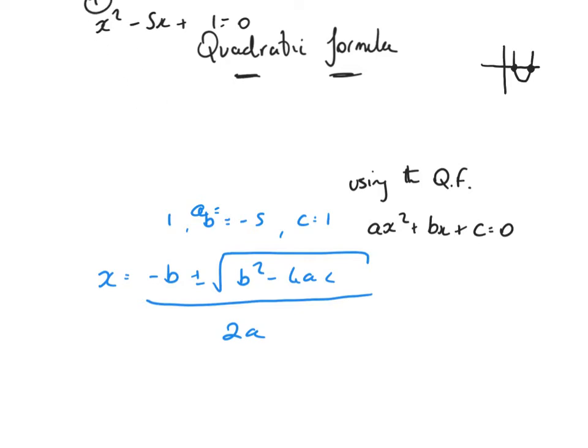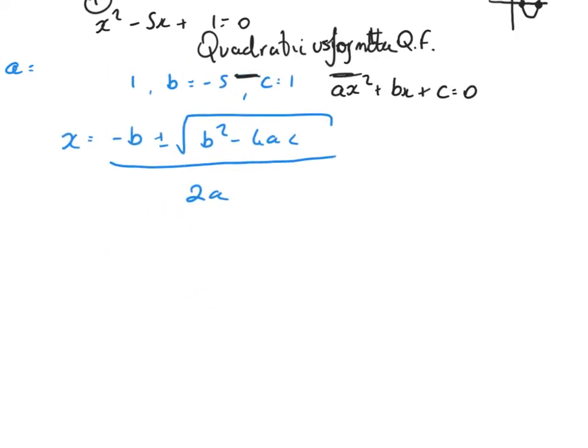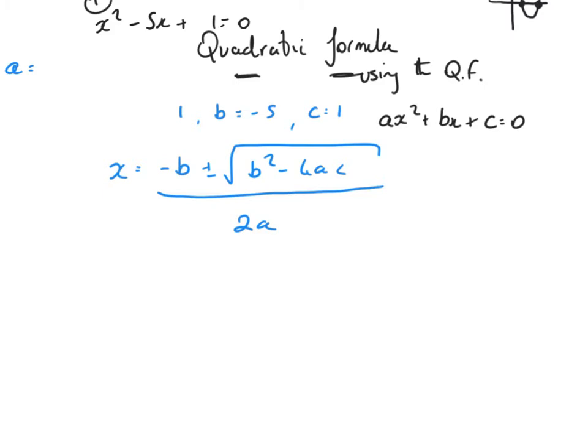Okay, so let's get that out of the way. Right, let's start to plug things in. Wherever I see a, I'm going to replace it with 1. Wherever I see b, I'm going to replace it with minus 5, and wherever I see c, I'm going to replace it with 1. So x equals, well, b is minus 5, so minus b would be minus minus 5, which is plus 5, so just be careful with that.